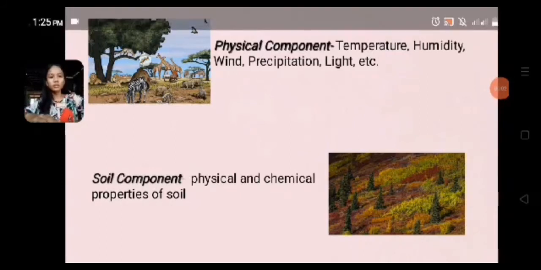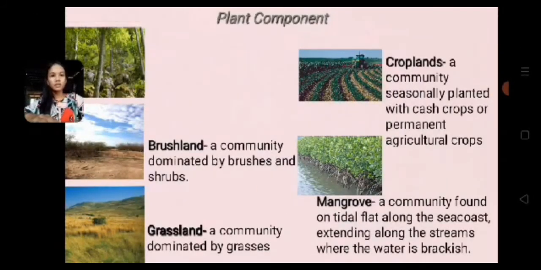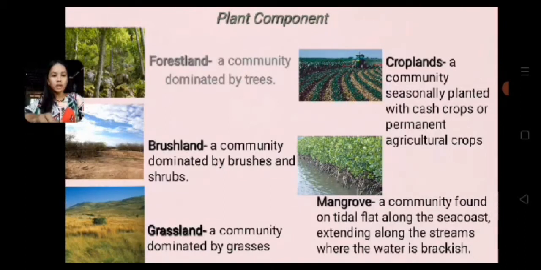Next is forest land, a community dominated by trees. Brushland, a community dominated by brushes and shrubs. Grassland, a community dominated by grasses. And cropland, a community seasonally planted with cash crops or permanent agricultural crops.